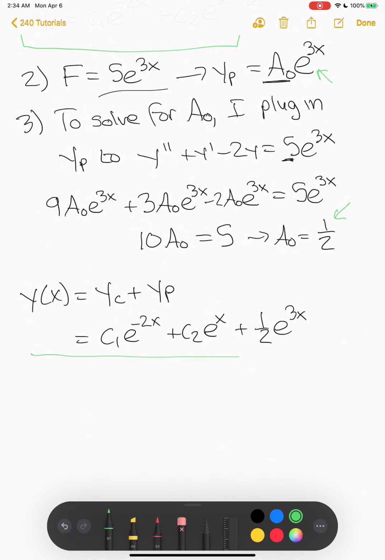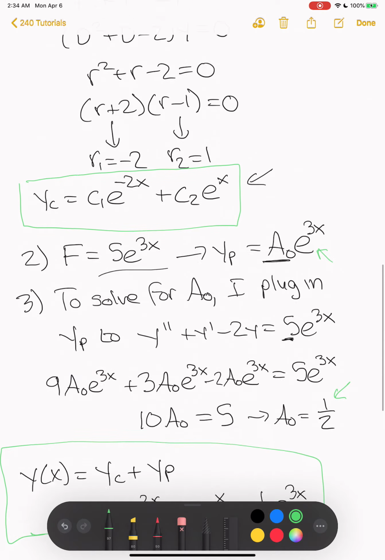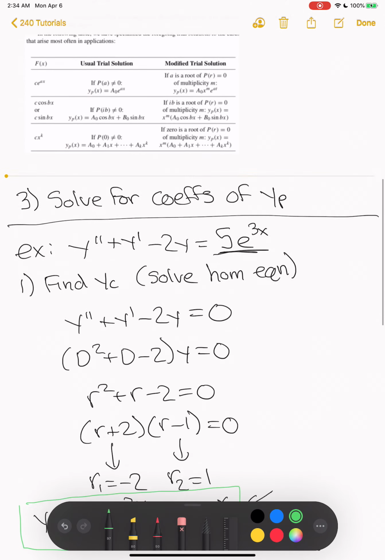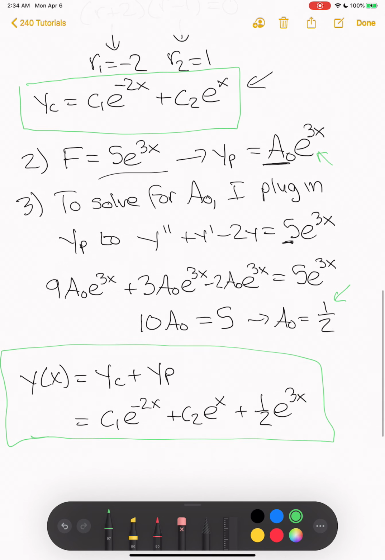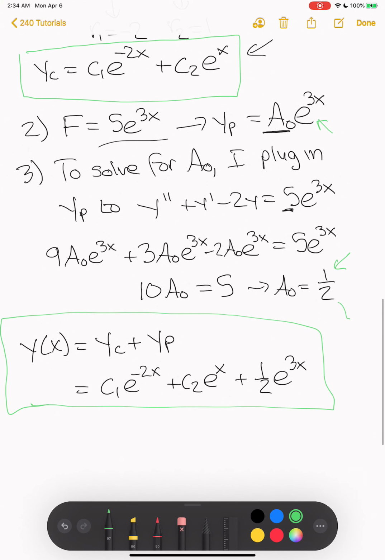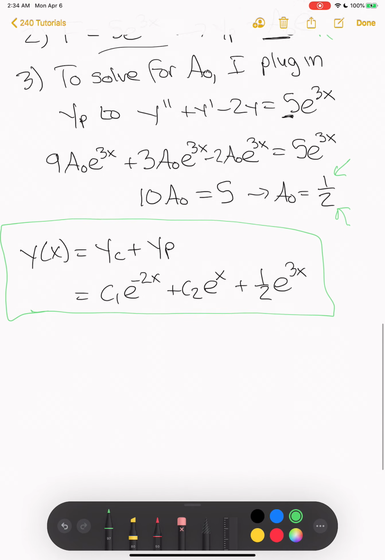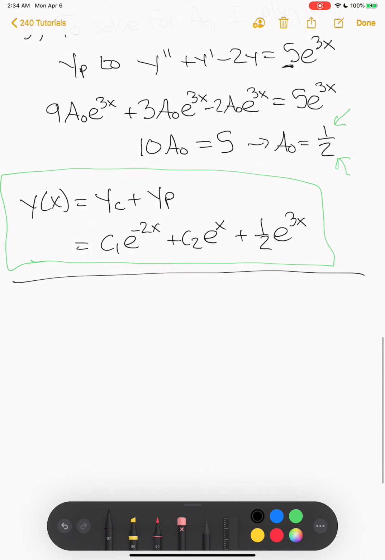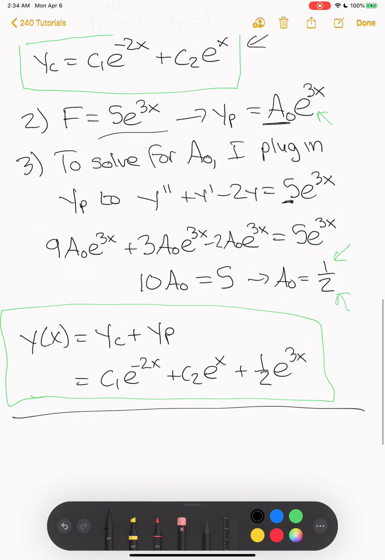And I'm done with the problem. This is my answer here. So that was pretty much it. A lot of the hard work came from identifying from the table which particular solution we should use, and also solving for the coefficients. So we're going to do a really messy one now that involves solving for the coefficients, because that often is the hardest part of this problem.